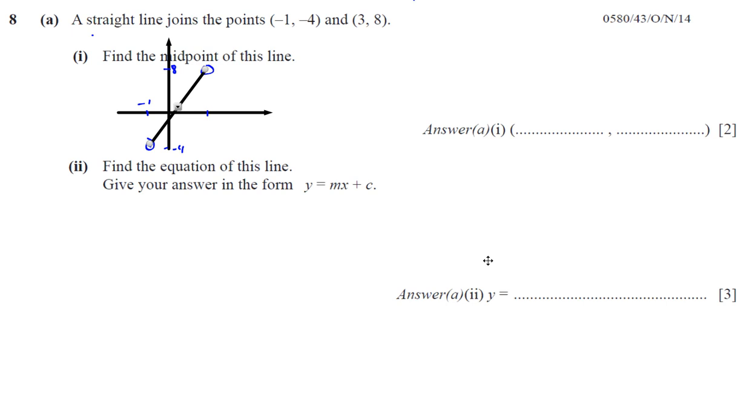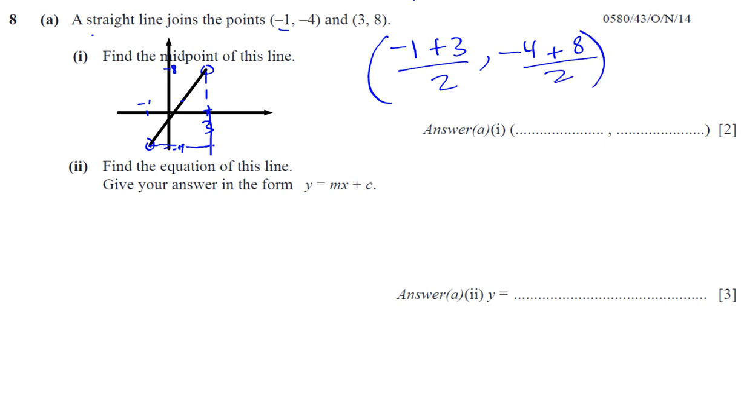Okay, so now the midpoint between these 2 points is like the average between the x values and the y values. So it's going to be halfway between these 2, and halfway between these 2. If we take the x coordinates and add them together and divide by 2, that will give me the x coordinate of the midpoint. And if I take the y coordinates and add them together and divide by 2, that will give me the y coordinate of the midpoint.